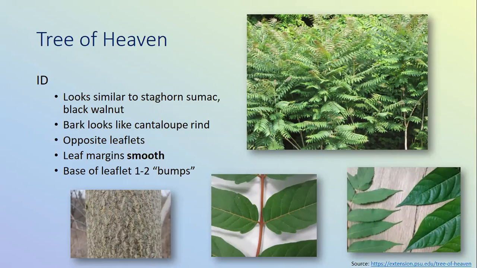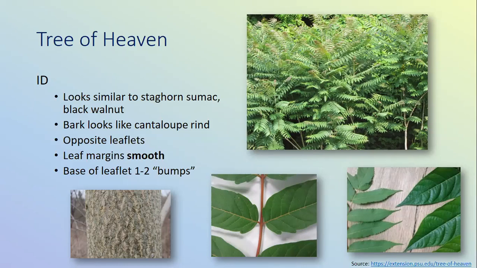These are very similar looking to staghorn sumac or a small young black walnut, and I will go over the key characteristics that let you tell the difference between these. In a mature plant, you'll notice their bark looks like a cantaloupe rind, which is very distinctive to this plant. They have opposite leaflets, so they have a whole bunch of leaflets on one big stalk, and they have obviously a lot of stalks, so they form these really dense canopies.